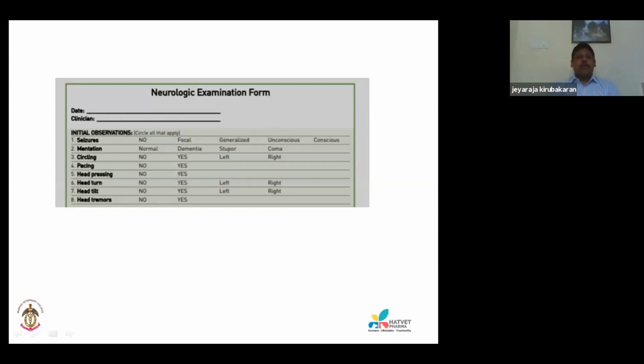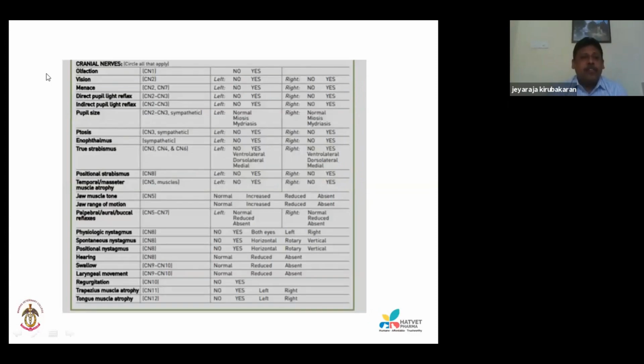Then you have all your cranial examinations here, starting from olfaction, vision, menace, all these tests I have almost shown you. And here it carries where it localizes. So if it is eyes, then you have left and right in that way. You can mark here all these things. Once you're done, you just make a round circle over that.